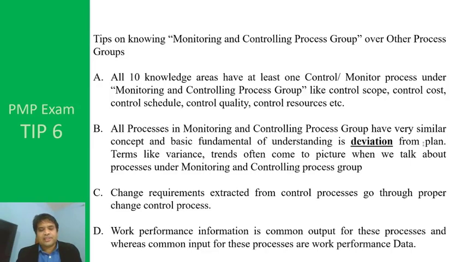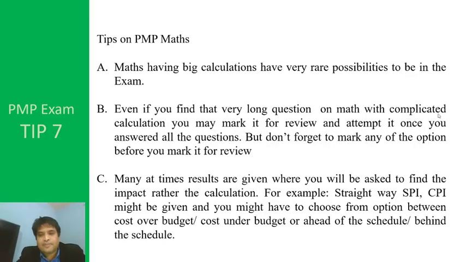Point C. Change requests extracted from the control processes go through the proper change control process. Another thing we need to remember is that change requests often come from the control processes, and these go through the change control process. Point D. Work performance information is a common output for these processes, whereas the common input for these processes is work performance data.